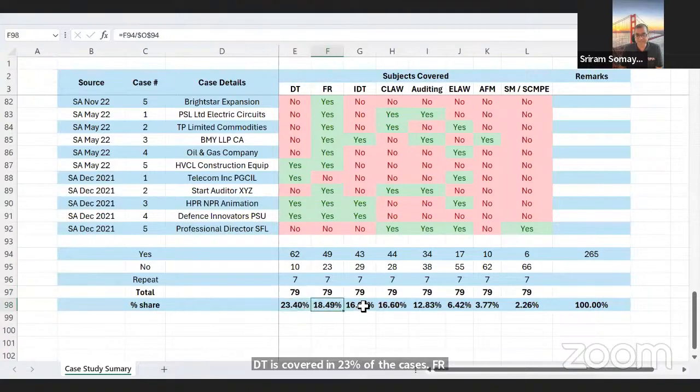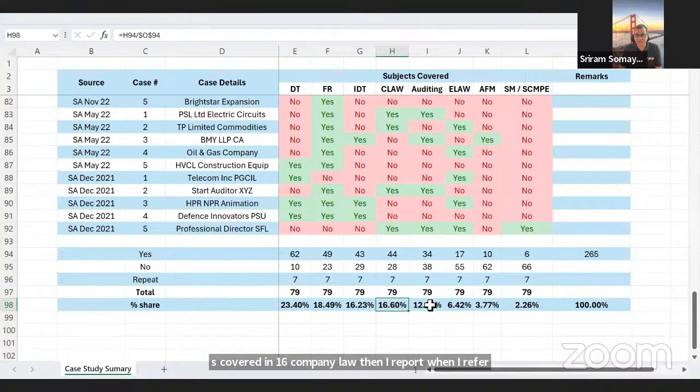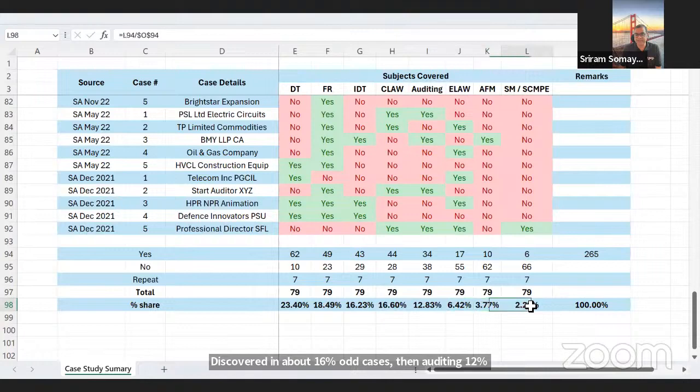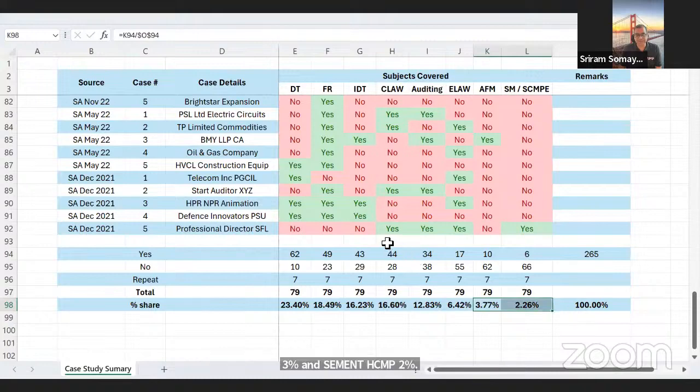FR is covered in 18. IDT is covered in 16. Company law, when I refer to company law, excluding your economic laws like FEMA and other stuff, is covered in about 16% odd cases. Then auditing 12%, economic laws, FEMA and other stuff in about 6%, AFM 3%, and SM and SCMP 2%. So AFM and SCM and SCMP are the big surprise here.